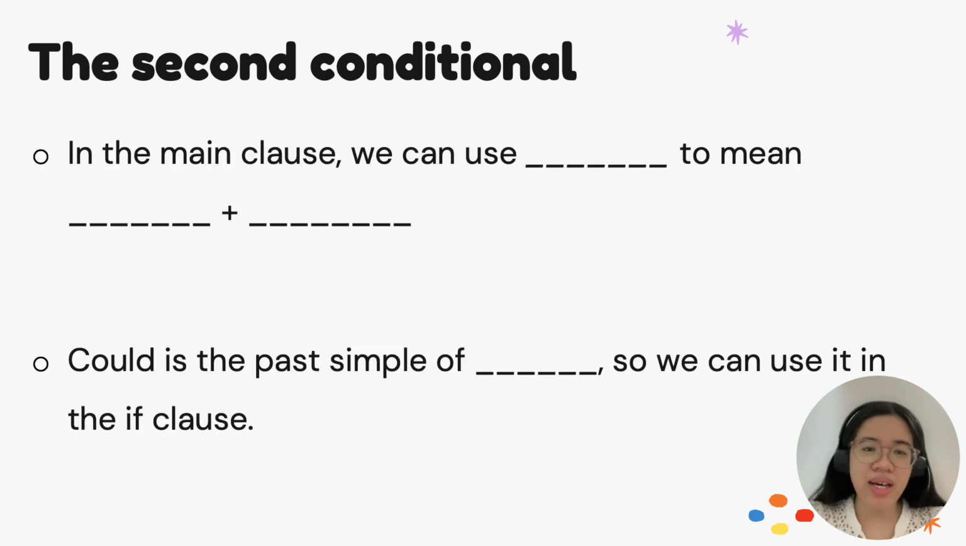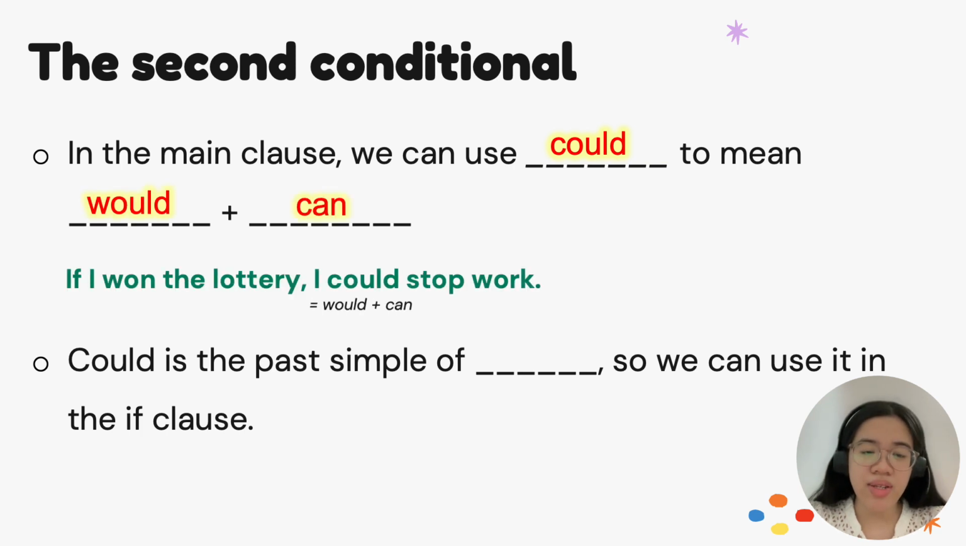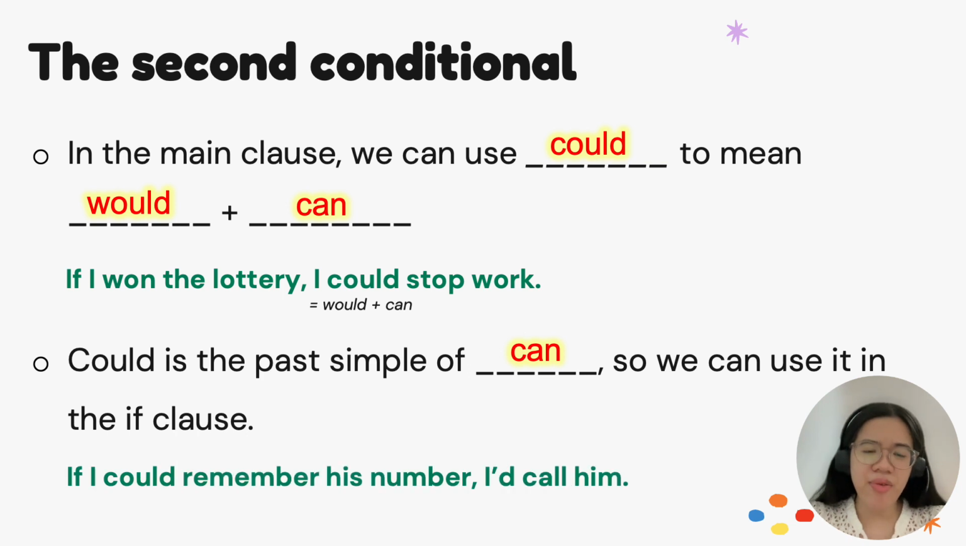Okay, so in the main clause, we can use could to mean would plus can. If I won the lottery, I could stop work. Ở cái main clause, ta có thể sử dụng could để mang ý nghĩa là would cộng can. Như câu ví dụ là nếu như tôi trúng giải độc đắc, tôi có thể ngừng làm việc. Could is the past tense of can, so we could use it in the if clause. If I could remember his number, I would call him.